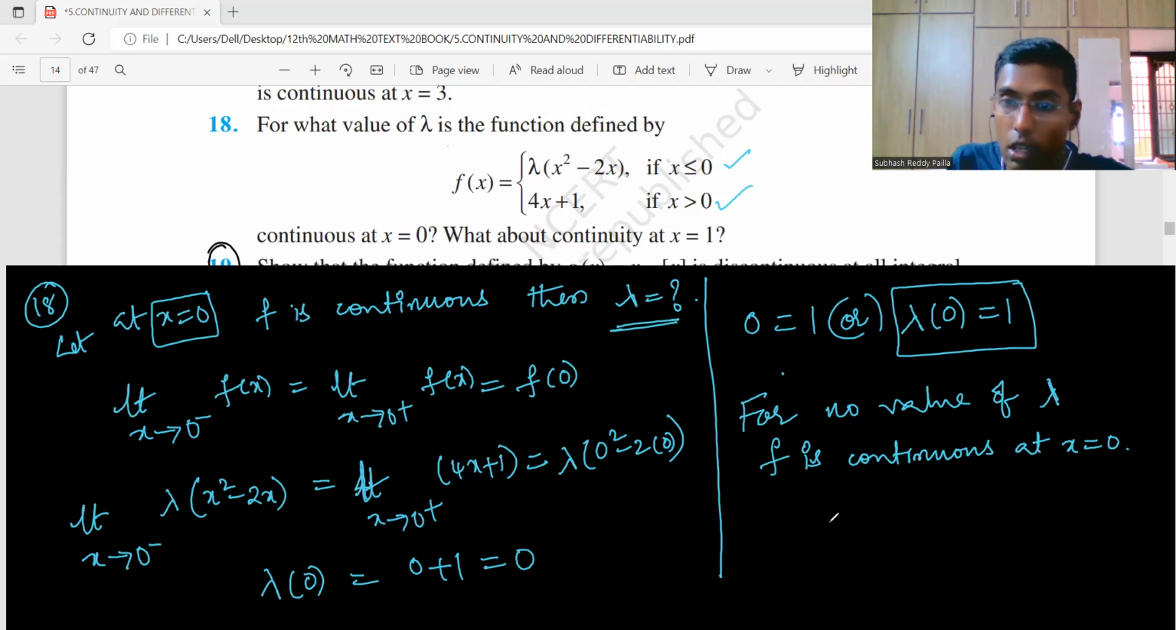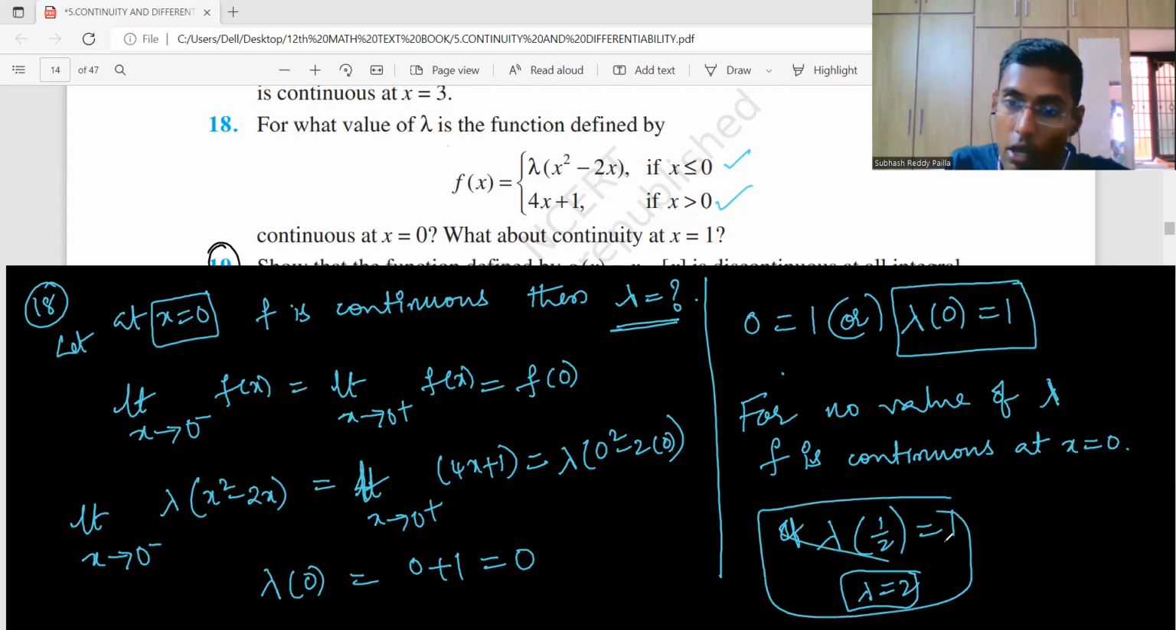Let's say you got lambda into, let's say here, you got 1 by 2, equal to 1. Then you can put lambda equal to 2. If this is the case, yes. But here this is not the case, you got lambda into 0 equal to 1. Whatever lambda you put, you will not get 1.